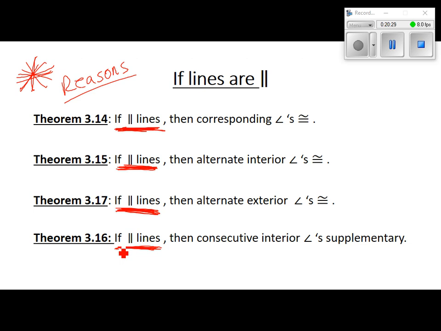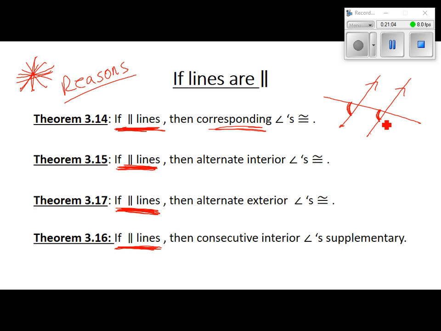So if we're looking at this, the first one, theorem 314. If I have two lines, and I'm not putting my arrows on it and everything else, and we know that they're parallel, and we have our transversal. Remember, corresponding angles are the angles that, if we smash these two lines together, lay on top of each other. So with corresponding angles, this angle is going to be congruent to that angle.